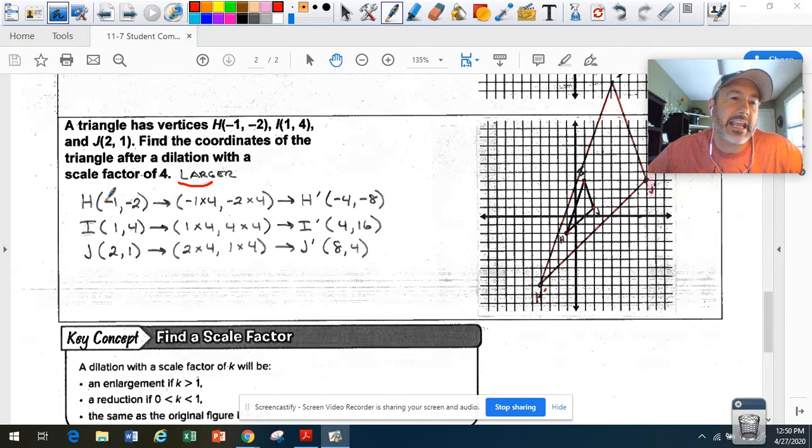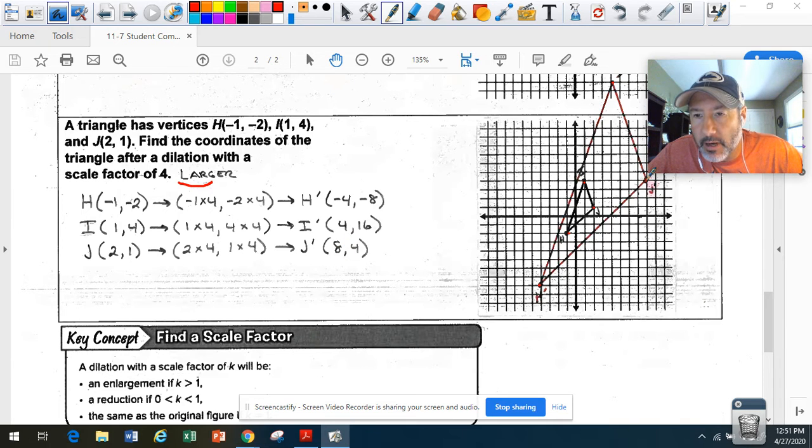So H is negative 1 comma negative 2. Multiply each of those numbers by 4. So when I multiply those by 4, H prime becomes negative 4, negative 8. So H prime is right down here. Let's go over here to I. I is 1 comma 4. Multiply both those by 4. You get I prime is 4 comma 16. Oh man, that's way up here. We had to extend everything up here. So that gives us our point up there. And then finally J. J is 2 comma 1. Multiply each of those coordinates by 4, which gives you J prime is 8 comma 4.